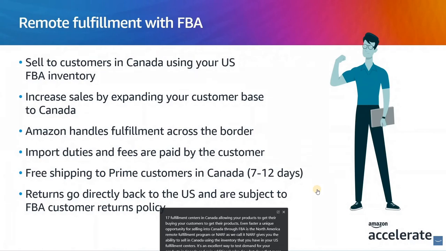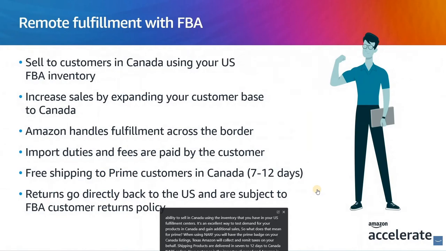When using NARF, you will have the Prime badge on your Canada listings. Taxes. Amazon will collect and remit taxes on your behalf. Shipping. Products are delivered in 7 to 12 days to Canada NARF orders. Your customer is the importer of record, and Amazon is the exporter of record. Fees. Instead of FBA fees, you will see a NARF fee.